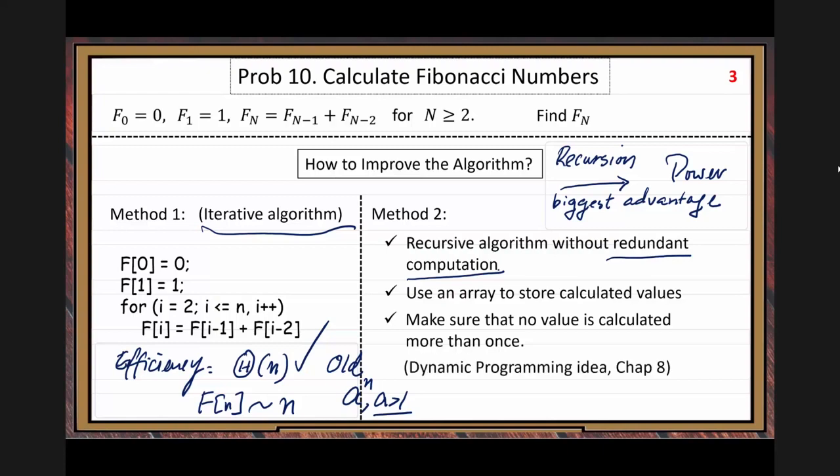Here is an important type of algorithm we call the dynamic programming idea, in chapter 8. This method we call dynamic programming. In this class, we do not have a chance to learn dynamic programming because it's an advanced, graduate-level topic. But I can give you a brief, simple introduction through Fibonacci number calculation. The idea is very important.